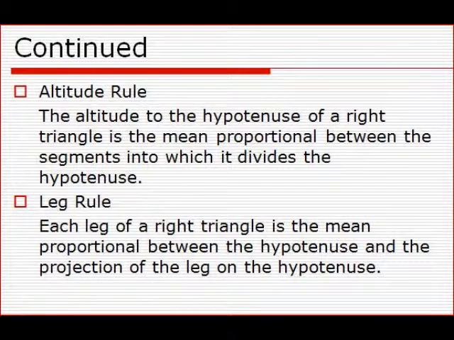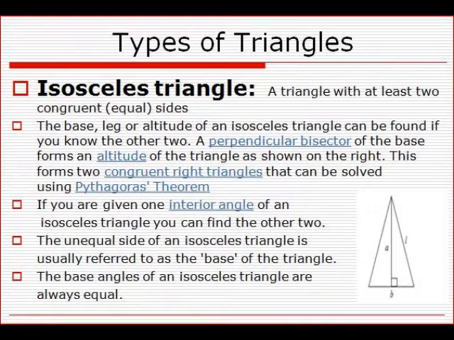The altitude rule. The altitude of the hypotenuse of a right triangle is the mean proportion between the segments into which it divides the hypotenuse. And we have the leg rule. Each leg of a right triangle is the mean proportional between the hypotenuse and the projection of the leg on the hypotenuse. Now we'll touch on the triangles themselves.